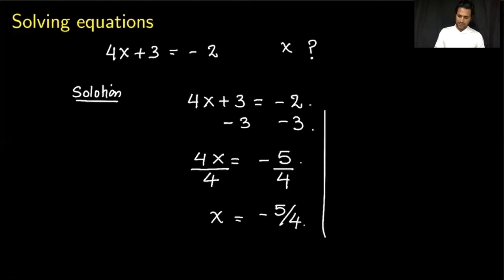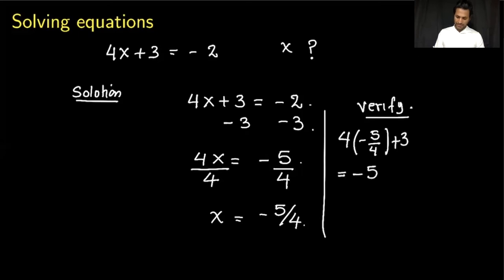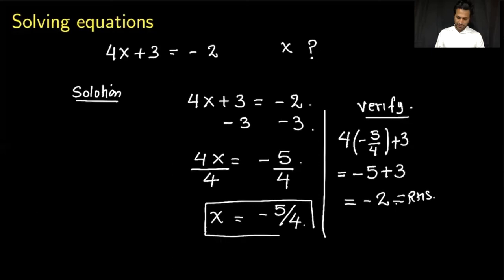You can also verify your answer, whether you get the correct answer or not. So if I place negative 5 over 4 into my original equation, I should get the left hand side equal to the right hand side. So let's suppose I plug minus 5 divided by 4 in this expression and add 3, I should get this equal to negative 2. As you can see, this 4 and that 4 will cancel out. I will have negative 5 plus 3, and negative 5 plus 3 is in fact negative 2, which is equal to the right hand side. So the value of my x which I calculated is correct.